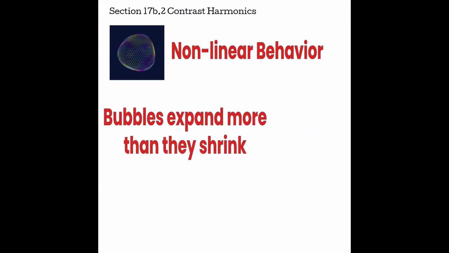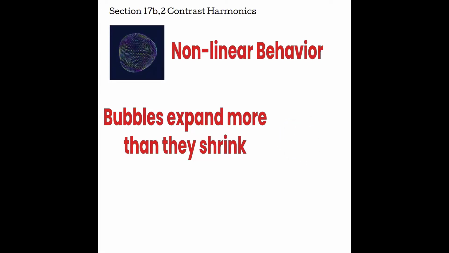So what we end up seeing is that the bubble can only compress so much. It has a limit to how compact the gas can be within it. But the bubbles do not have a limit for how much they can expand, because in reality, they'll just pop if they expand too much. So during that rarefaction portion is when the expansion occurs, and what we see is that bubbles are going to expand more than they shrink. So that is where we get our non-linear function.